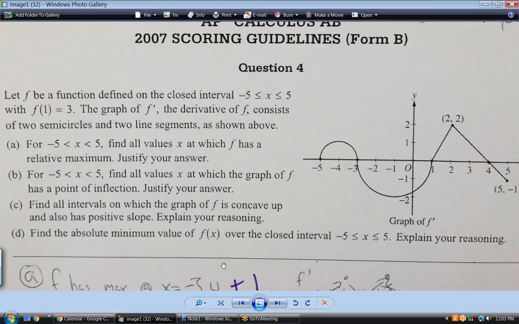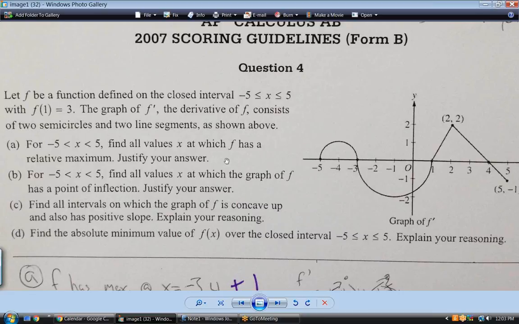What we're looking at here is the derivative of f. What they're going to ask you about are the original function, f, and the second derivative of f. So, these tend to be kind of difficult because it's difficult to think of in terms of a different kind of graph. Let's look at A. For -5 to 5, find all values of x where f has a relative maximum.